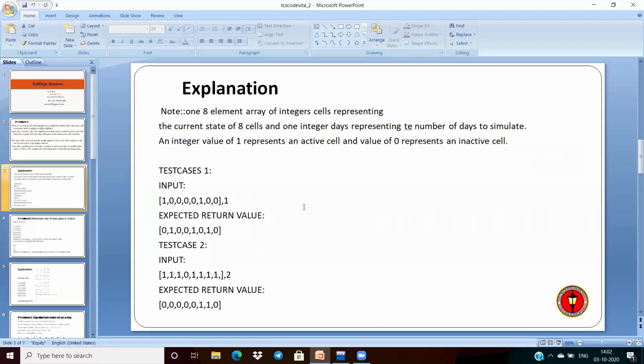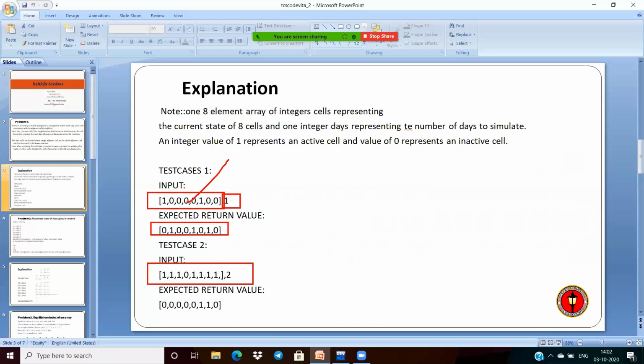My input is, active indicates 1 and inactive indicates 0. We have to give 8 inputs, either 0 or 1. Another input is how the cell values are modified after 1 day. Similarly, for the test case I am giving here, how the cell values are updated after 2 days. These are the inputs and various test cases for the given problem.